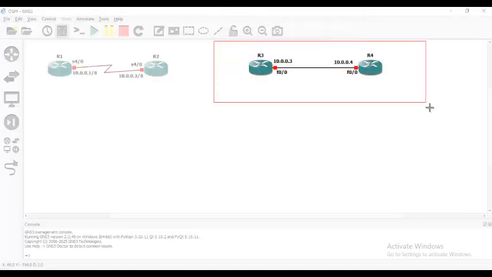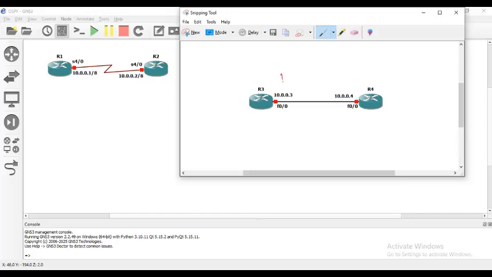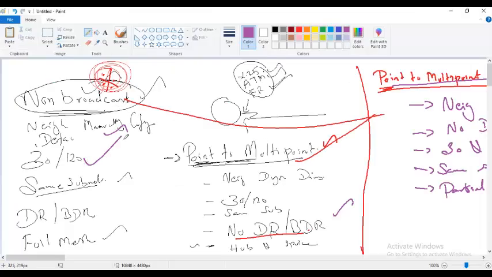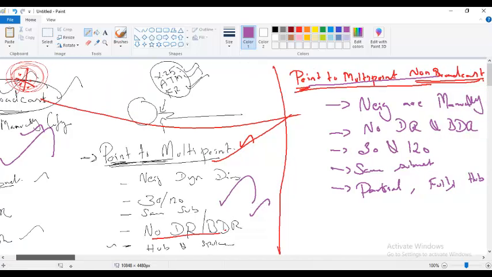By default, this is broadcast. Neighbors will be dynamically discovered. DR-BDR will be there. 10 and 40 is the timer. If you don't want this, then you may go with one of these, which you learned now. If you like this one, then go and configure non-broadcast. If you like this one, then go and configure point to multipoint. Or if you like this one, go and configure point to multipoint non-broadcast.